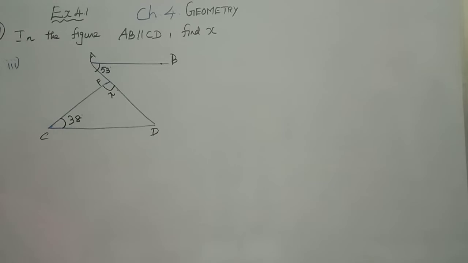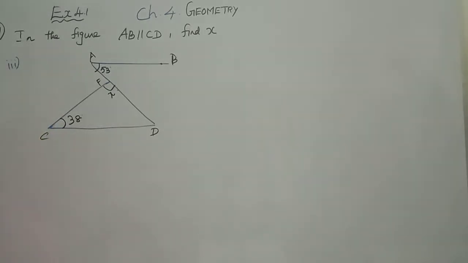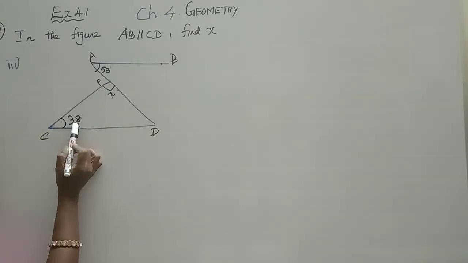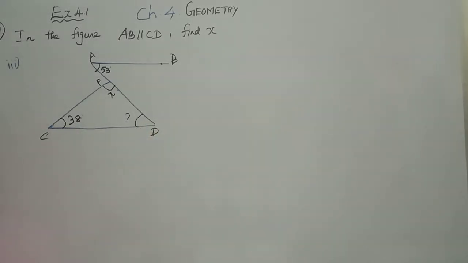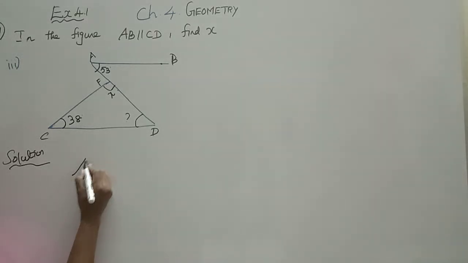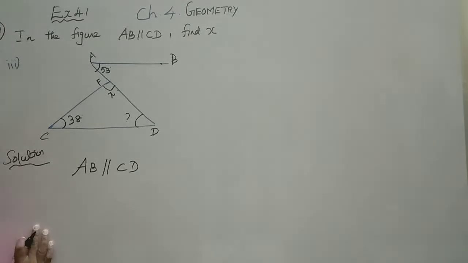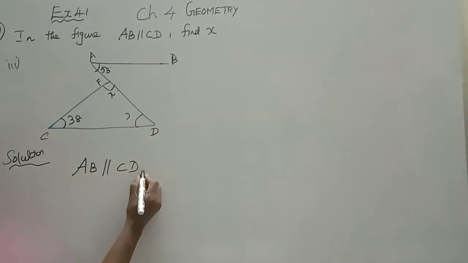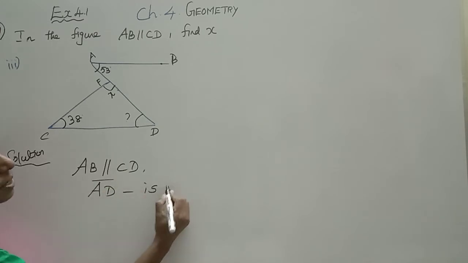So you know the angle sum property of a triangle. What is the angle sum property of the triangle? The sum of the three angles of a triangle is equal to 180 degrees. But here I have one unknown angle x, one is 38 degrees, and we don't know this angle. But using the transversal idea, we can find angle D. Here AB is parallel to CD. Therefore, which will be the transversal? The line AD is a transversal.